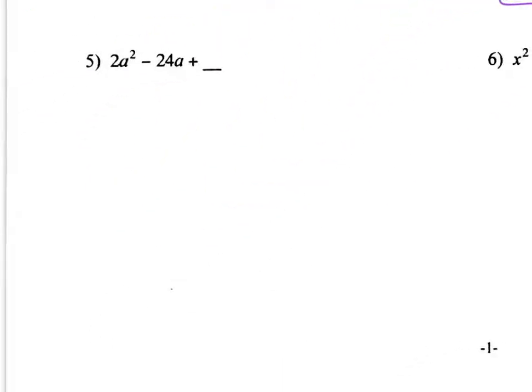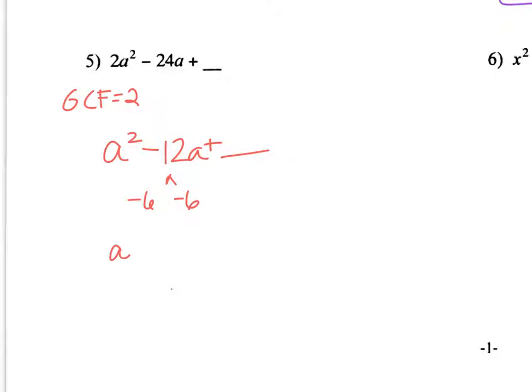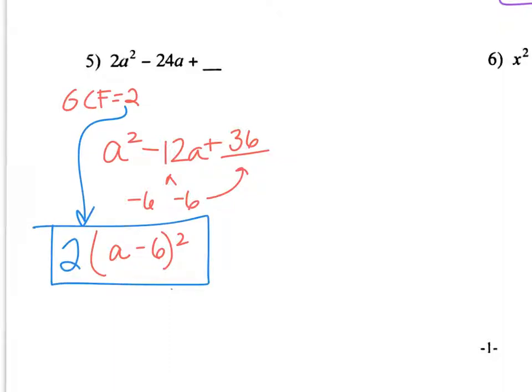All right, question 5, GCF again. Divide the GCF out, which is 2. So I've got a squared minus 12a plus blank. 12 splits in half, -6, -6. A squared, a minus 6 squared. -6 times -6 is 36. And now I've got to use my GCF in 2 places. Remember, the GCF has to come down here as part of this answer. And also I have to multiply it times the 36 to get my last number, which is going to be 72.